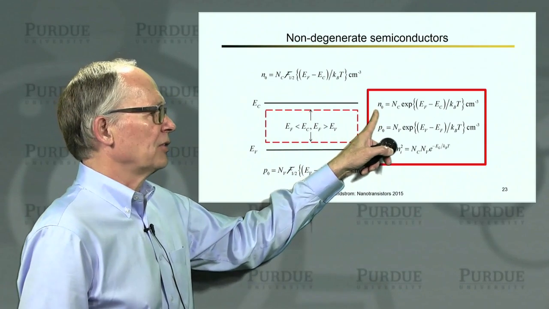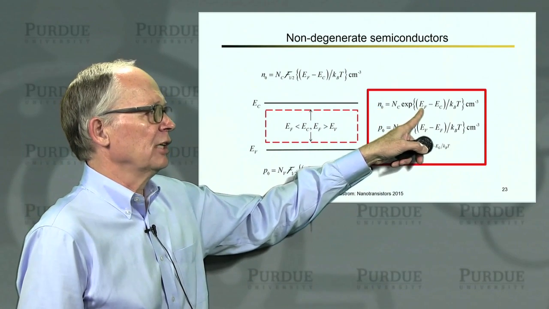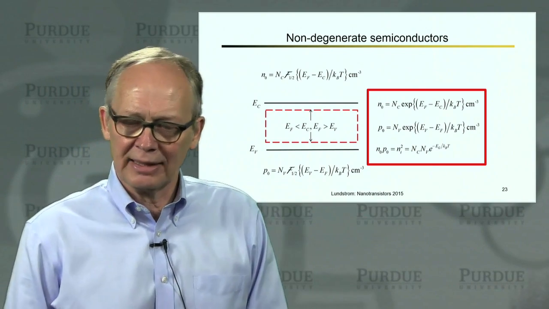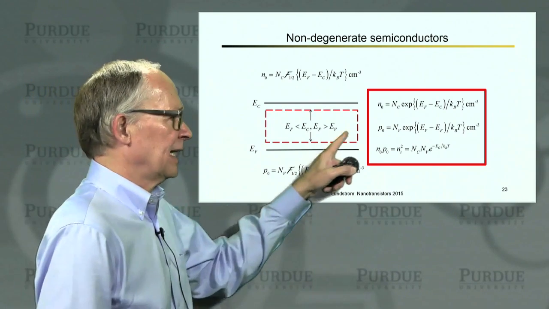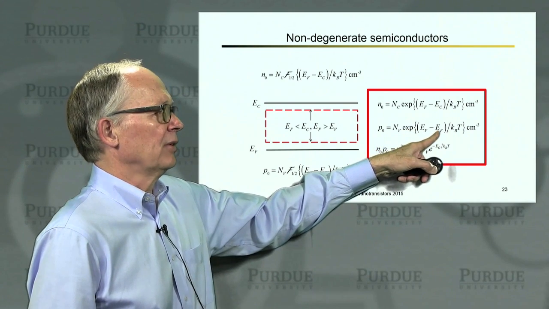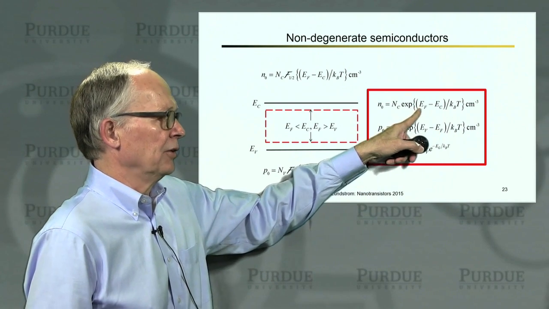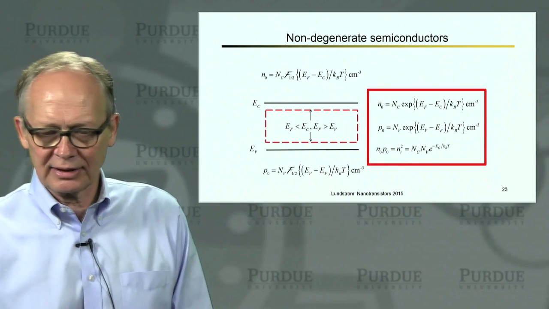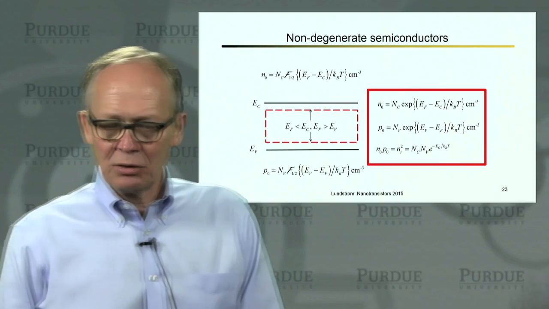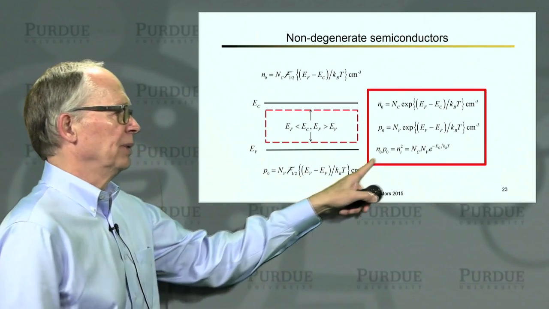So the electron concentration is exponentially related to the position of the Fermi level with respect to the conduction band edge. And same thing for the hole concentration. The lower the Fermi level, the higher the hole concentration, the higher the Fermi level, the higher the electron concentration. If you multiply these two quantities together, you'll find that you get a material-dependent constant.